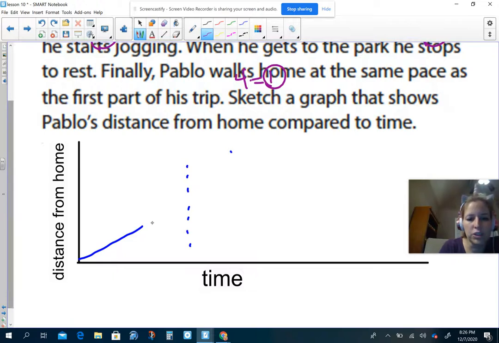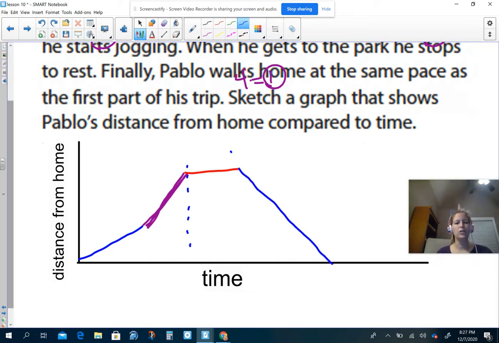Halfway, he starts to jog. That means this is going to be steeper. Then he gets there and he rests. And then we're going to walk home. Ta-da! How did yours look? Even though my horizontal line isn't so horizontal, but all right, good job, guys.